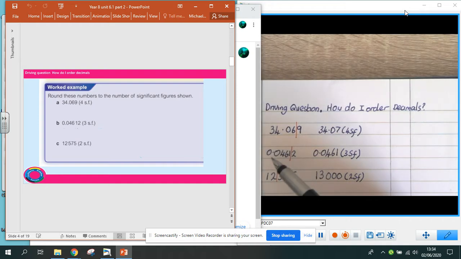My next one, in this case I've got a number that's a pure decimal. There's no whole numbers in it, and we're rounding this to 3 significant figures. I don't start counting here or here. I start counting on the 4 because the 4 is the first non-zero number. 1, 2, 3. So the last number is the 1. I look at the number after it. It's a 2, which means I ignore it. So I end up with 461.